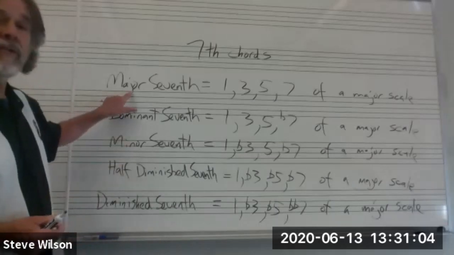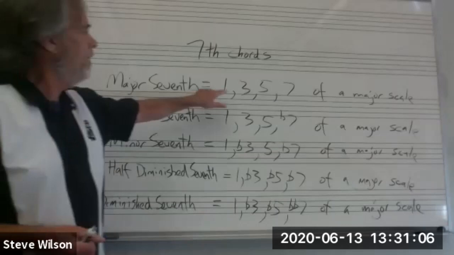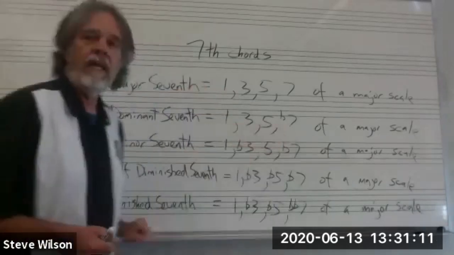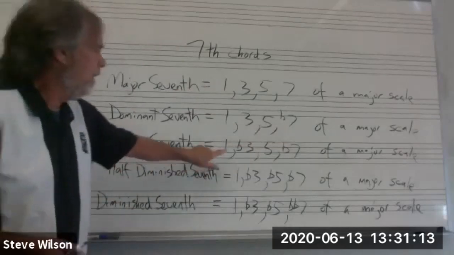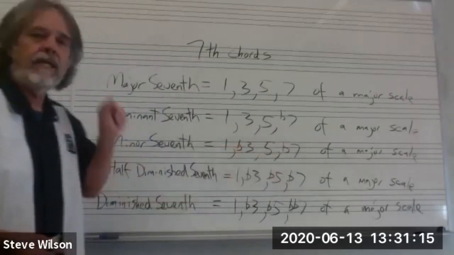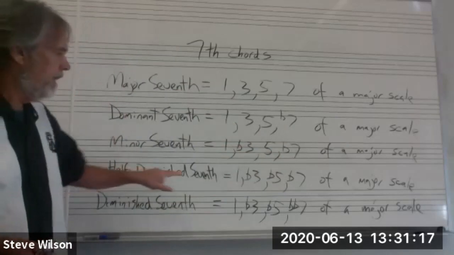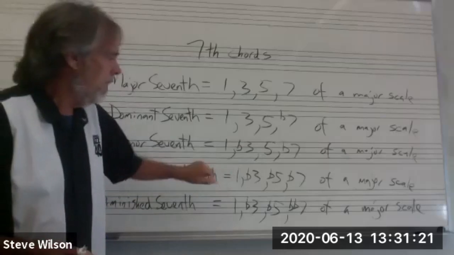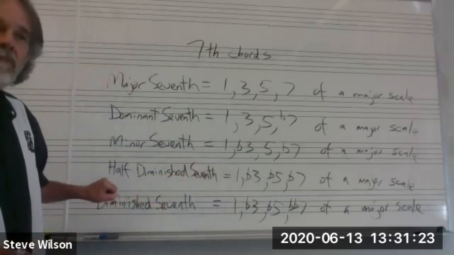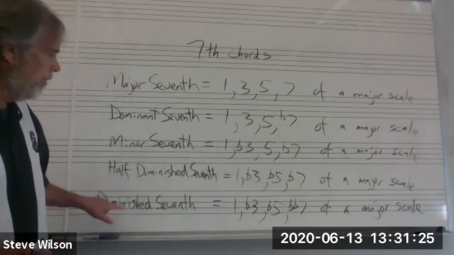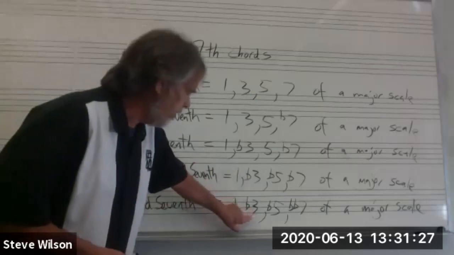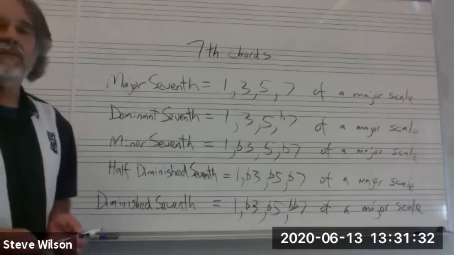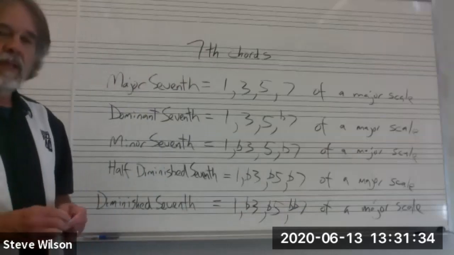So we start with a major 7th, we go 1, 3, 5, 7 of a major scale. If I lower the 7th, I get a dominant 7th. If I lower the 3rd and the 7th, I get a minor 7th. If I lower the 3rd, 5th, and 7th, I get what's called a half diminished 7th chord. And if I lower the 3rd, 5th, and I doubly lower the 7th by 2 half steps, I get what's called a diminished 7th chord.